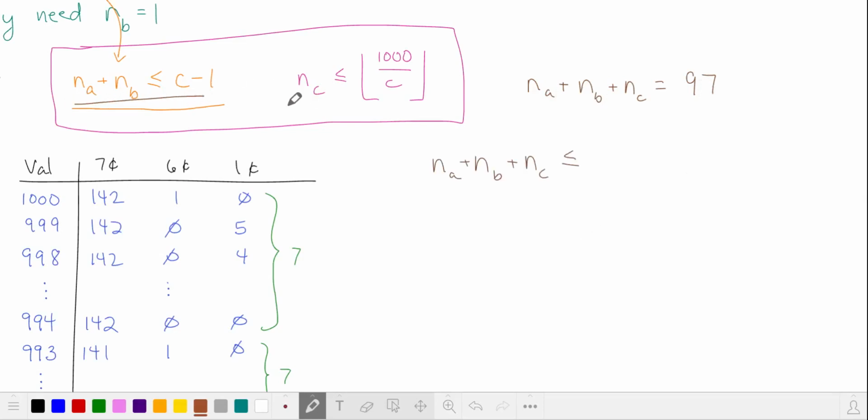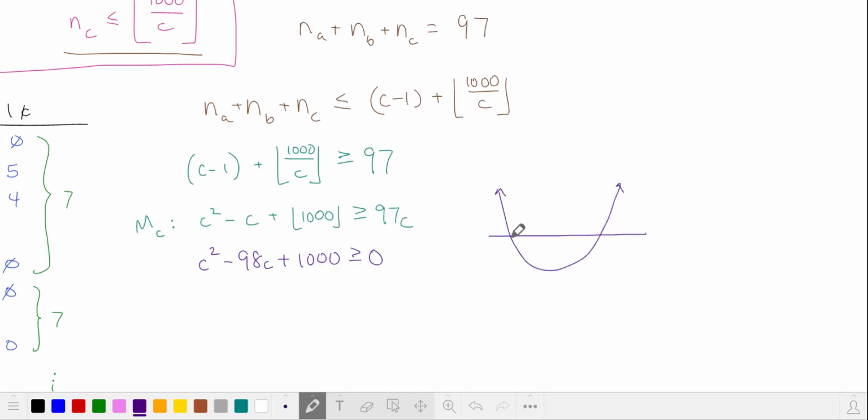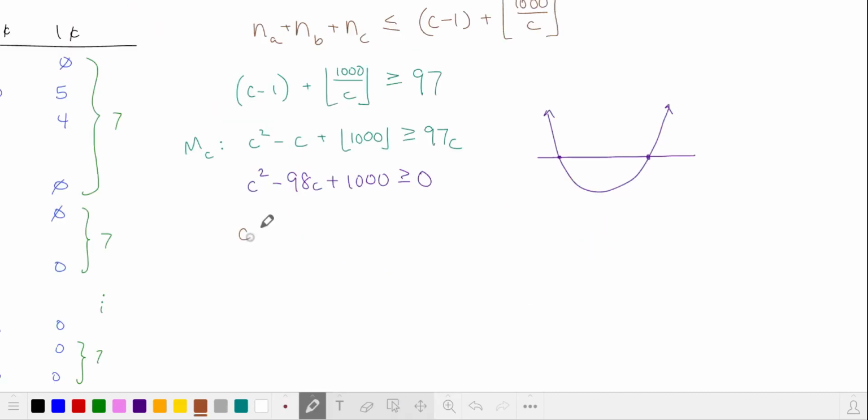The sum of these 2 inequalities can be written like this. So we have this expression is greater than or equal to 97. Let's multiply this by C and collect all the terms on one side. The floor of 1,000 is just 1,000. We're looking to see where this quadratic is positive, so let's find the roots first. Using the quadratic formula, we get C is 49 plus or minus the square root of 1401.